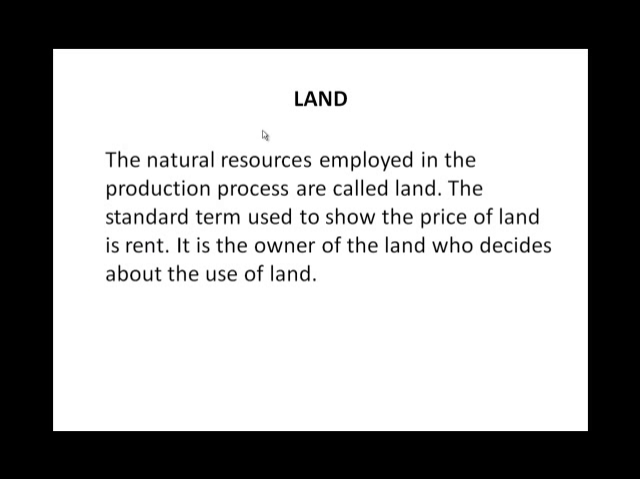Land. The natural resources employed in the production process are called land. The standard term used to show the price of land is rent. It is the owner of the land who decides about the use of land. So when we say land, land means all natural resources, whether they are above the surface or under the surface. We call them land.